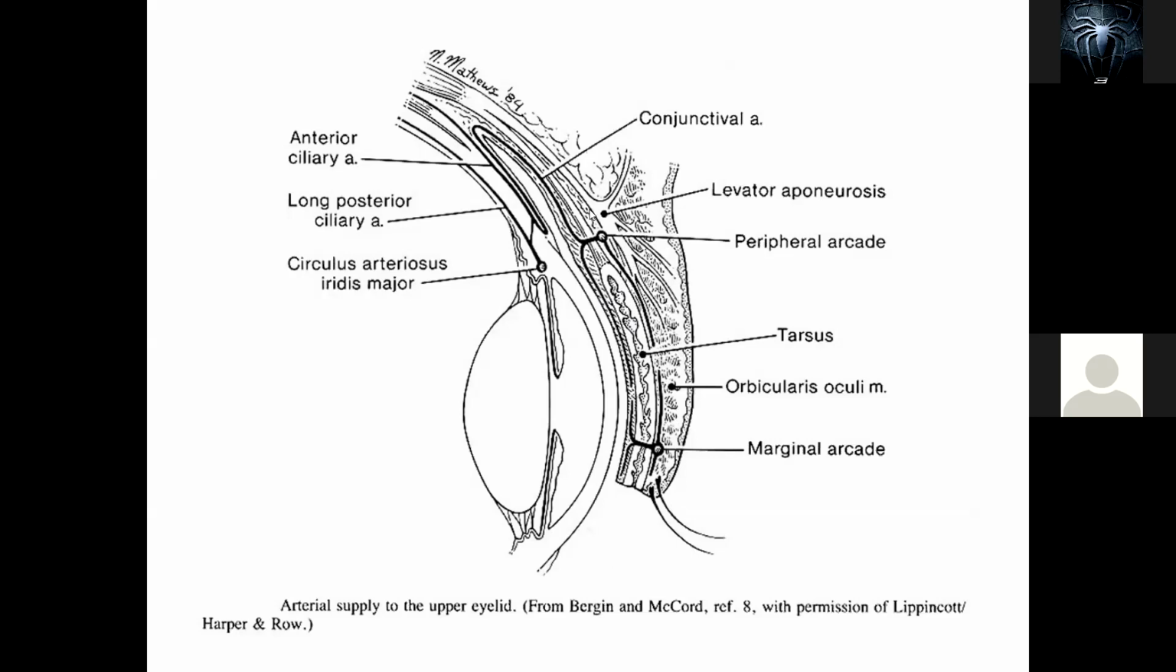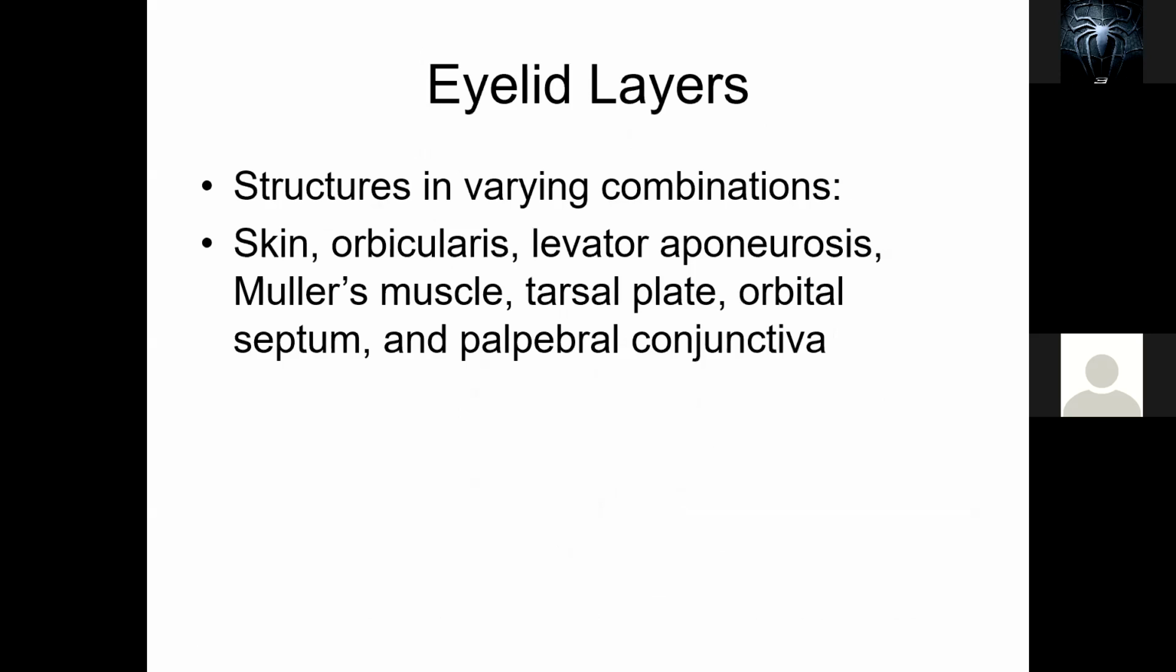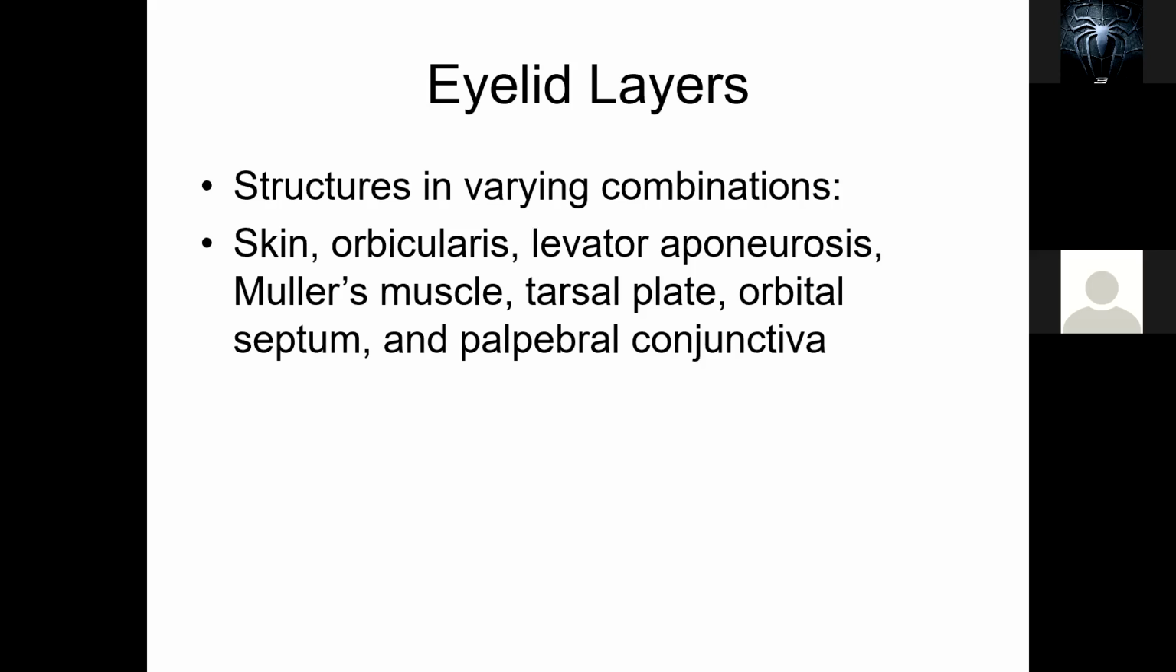You have the slides, so when you get them, you can look at them in further detail. Each eyelid has all of these structures in varying combinations. What that means is that for every individual, the quantities or the levels at which you'll be seeing these structures or their insertions might be different. So we're talking about the skin, the glabrous, levator aponeurosis, Muller's muscle, tarsal plate, orbital septum, and the palpebral conjunctiva.